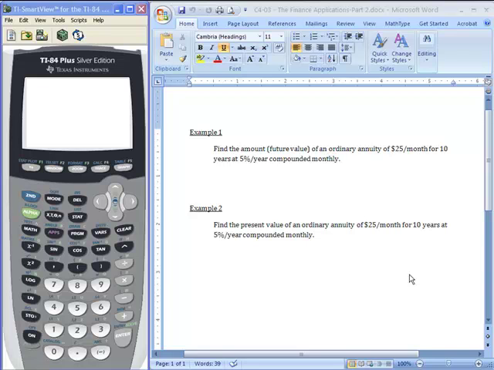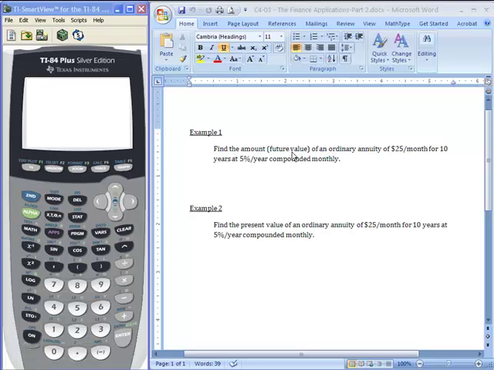Getting them through the calculator, it takes 3 steps, and it helps if you use the ANS feature of the calculator in an intelligent way. What I'm going to do in this video here is show you how you can work with those formulas, but using that TVM solver that we talked about in Finance Applications Part 1. So we're going to look at example 1 here.